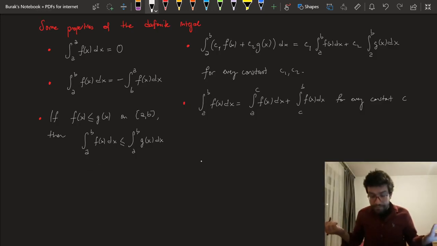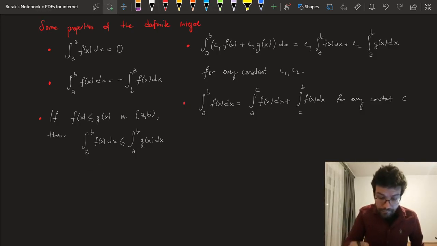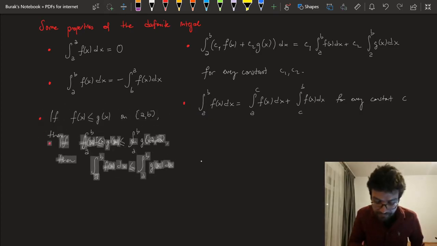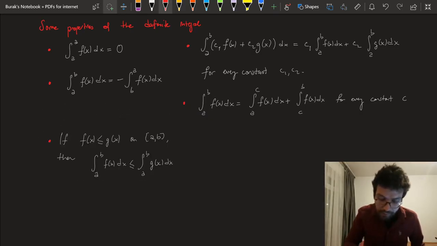I mean, okay, if I'm not going to prove these, why am I talking about their proofs? Well, the point is, these are not difficult to prove if you want to prove these, okay?